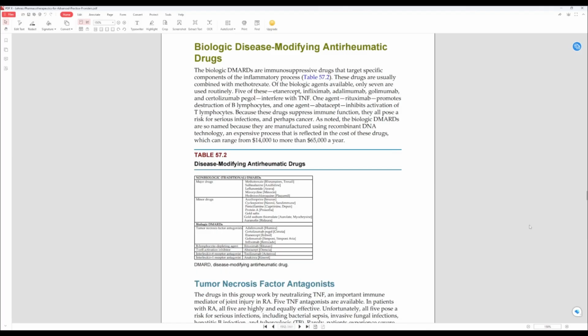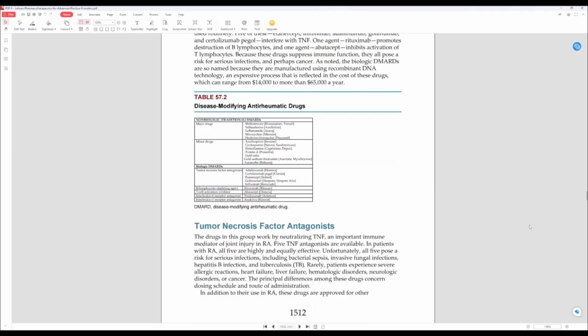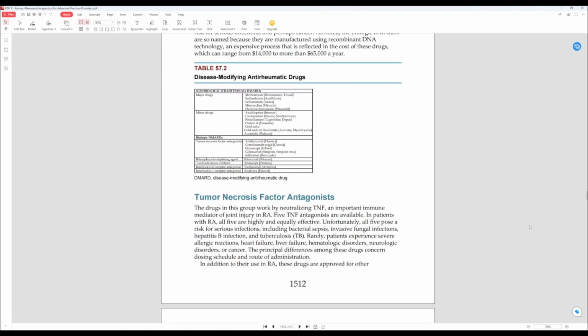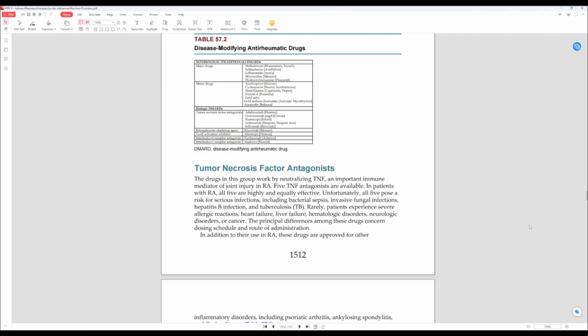As noted, the biologic DMARDs are so named because they are manufactured using recombinant DNA technology, an expensive process that is reflected in the cost of these drugs, which can range between $14,000 to $65,000 annually. Which brings us to the disease-modifying anti-rheumatic drugs listed on table 57.2, an excellent spot to hit pause so you can look at all the major and minor drugs.